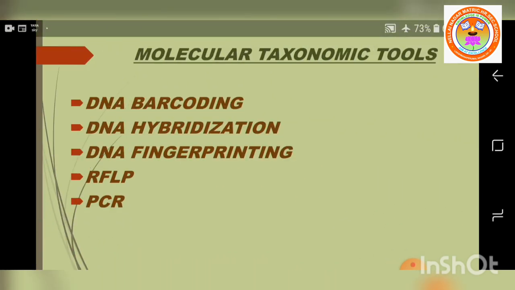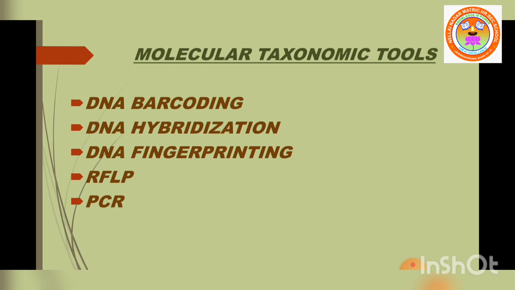Next, molecular taxonomic tools. Technological advancement has helped to evolve molecular taxonomical tools from classical tools to molecular tools. The accuracy and authenticity is more significant in the molecular tools. What are the methods used in molecular level? DNA barcoding, DNA hybridization, DNA fingerprinting, RFLP, and PCR.